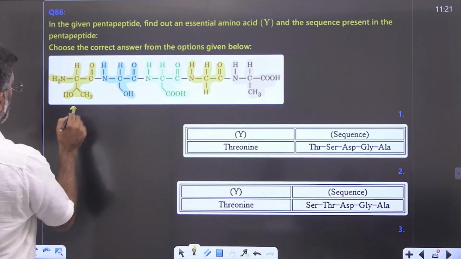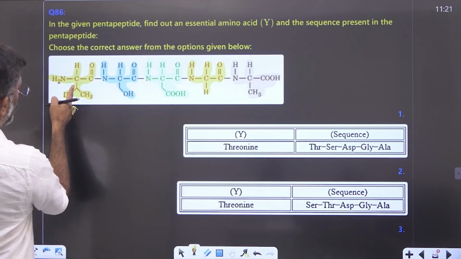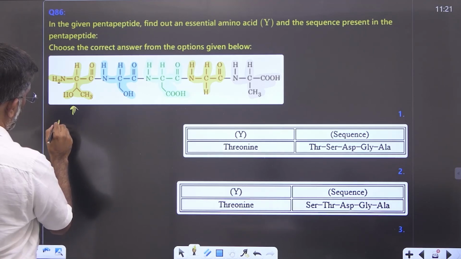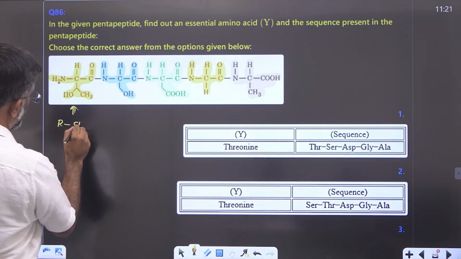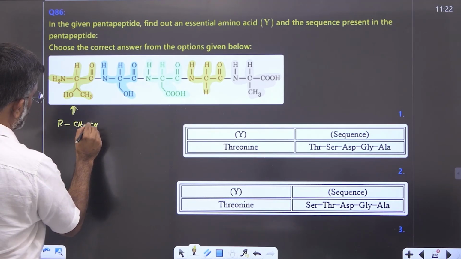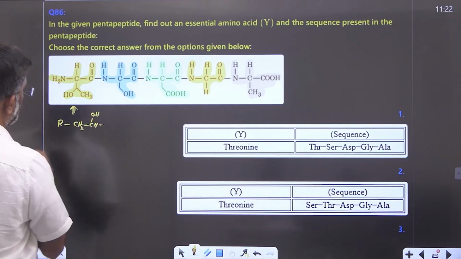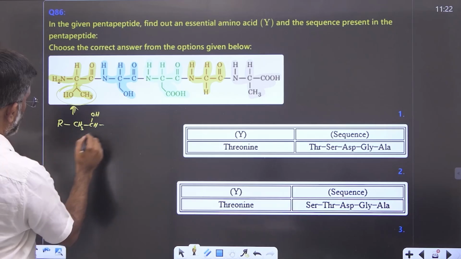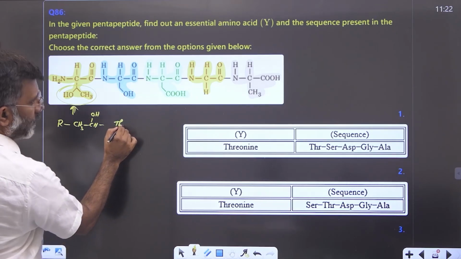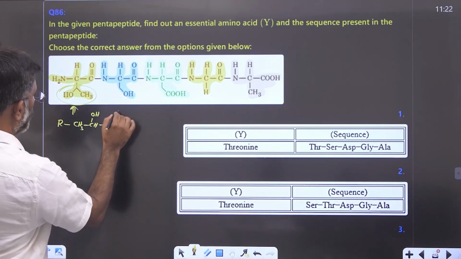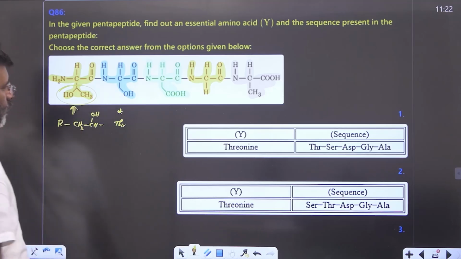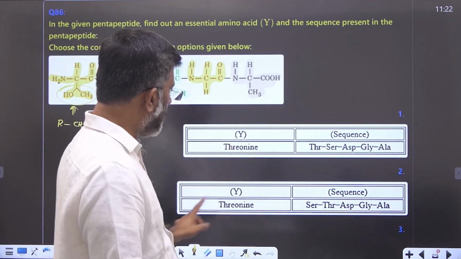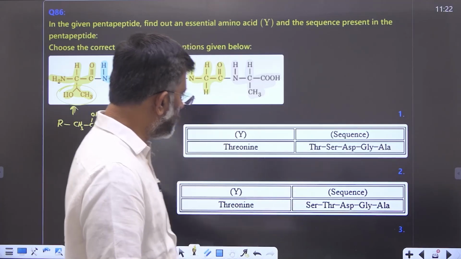This one, CH3 CHOH group. I am talking about R group. R group is CH3 CHOH group. Everybody remember, it's nothing but threonine, which is an essential amino acid. So threonine Y is correct, and starting with the threonine is correct.